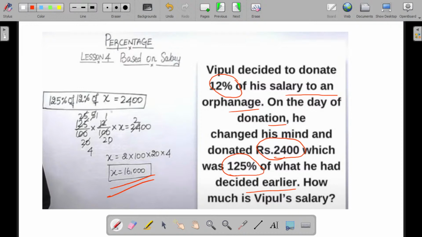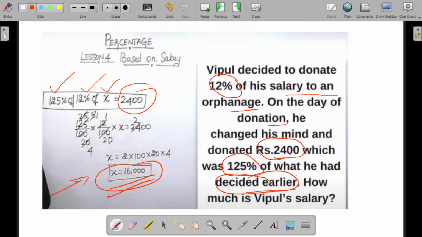So here, he decided on 12 percent, but he donated 2,400, which was 125 percent of what he decided earlier. So it is 125 percent of 12 percent of x, which is equivalent to 2,400. Once you do the simplification, you'll get the x value as 16,000. So 16,000 is Vipul's salary.